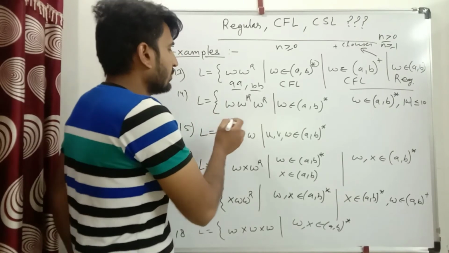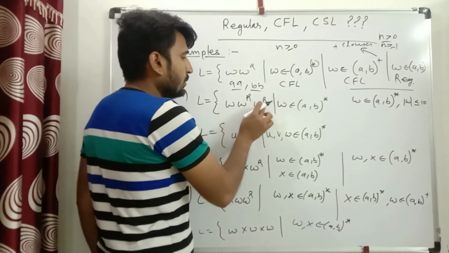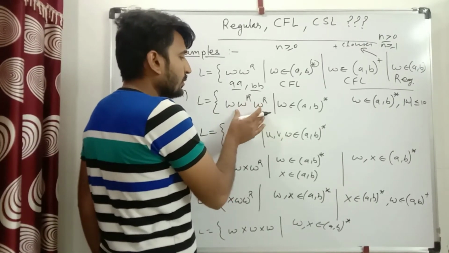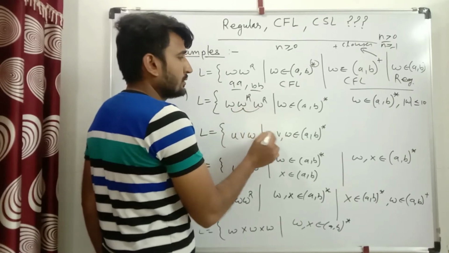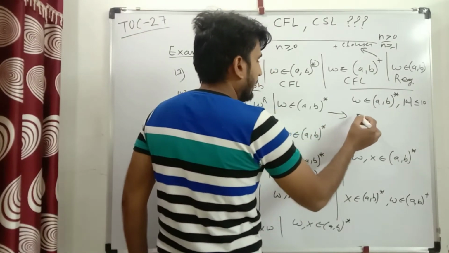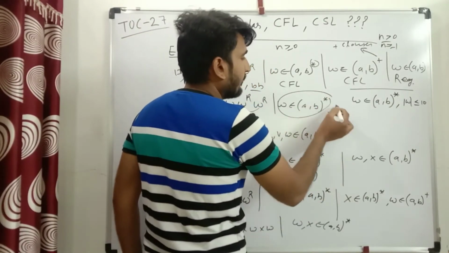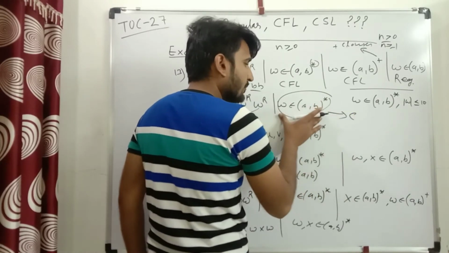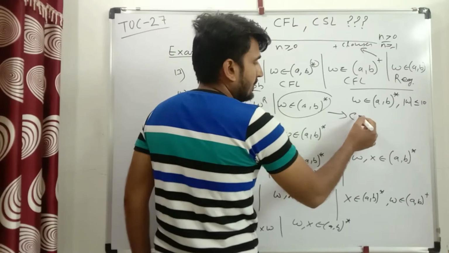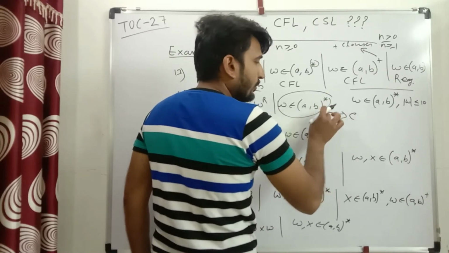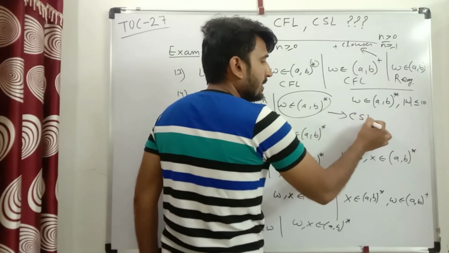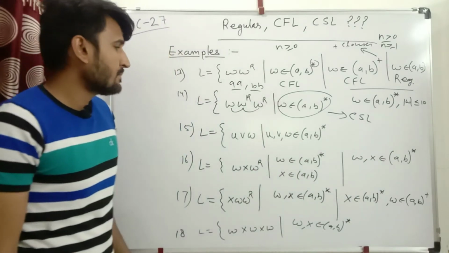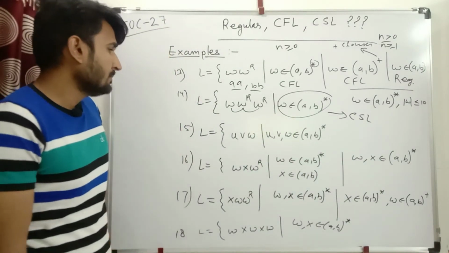Now take one more example. W W^R. You can see there is a comparison between this and this, so it is CFL. And it is an infinite language, so it is CFL. If it is finite, then it is regular. There is an asterisk, it is an infinite language, so it is CSL.